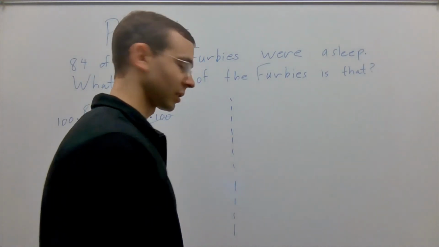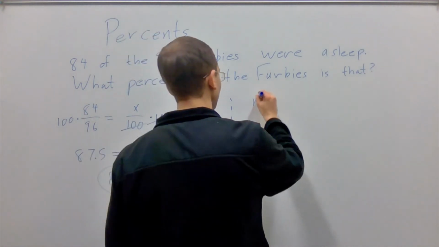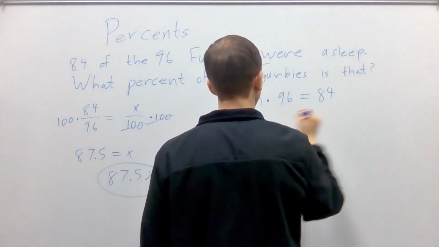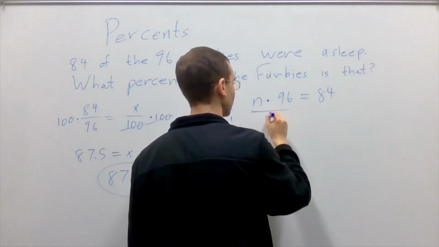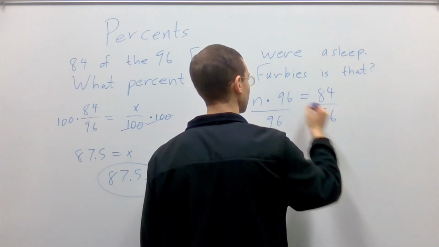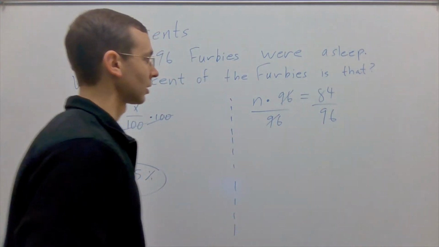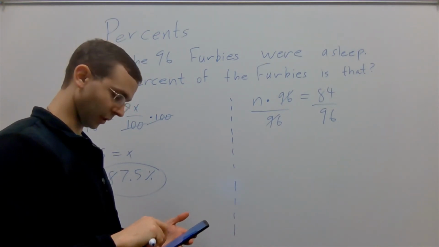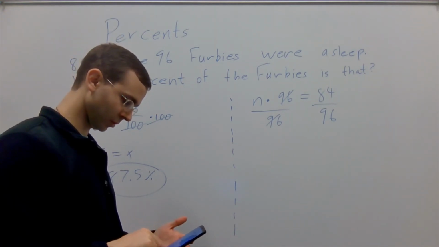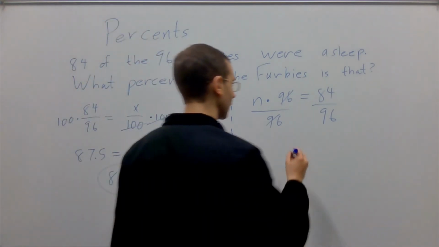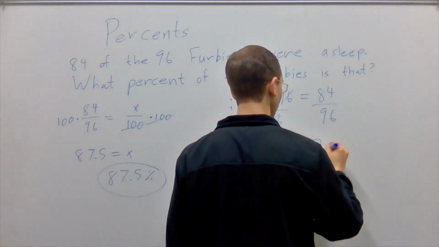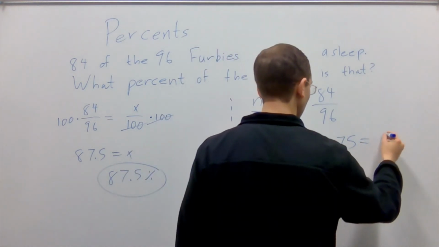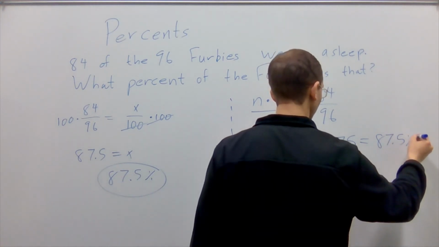Now for doing this in decimal form, what percent of 96 is 84? Again, divide by 96 on both sides. Do that division. Get n equals 0.875, or 87.5%.